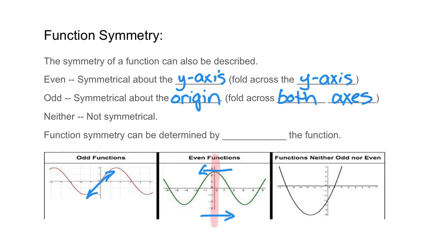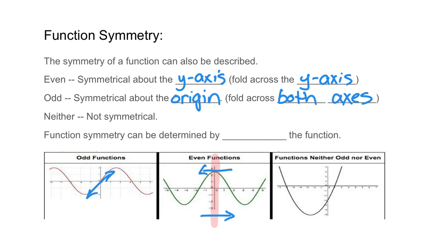And then some functions don't have any symmetry at all, and that means that you're not going to be able to flip them across the axis or rotate them to recreate them. So what's up here does not mirror itself down here or over here. So it's not symmetrical about the y-axis or about the origin.